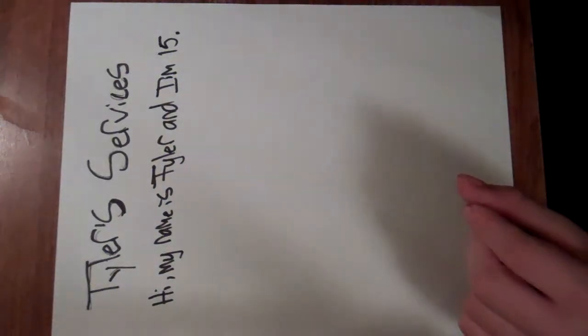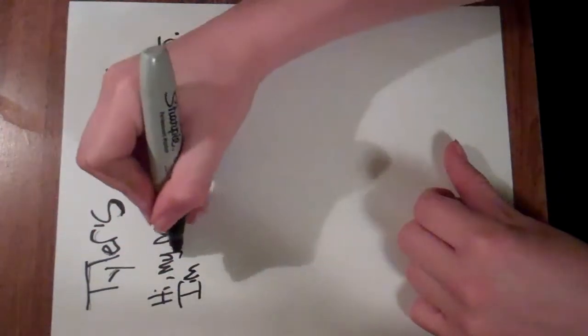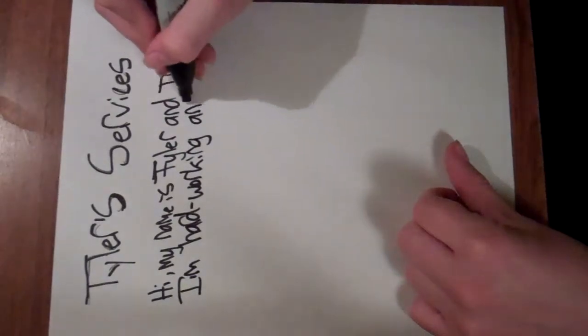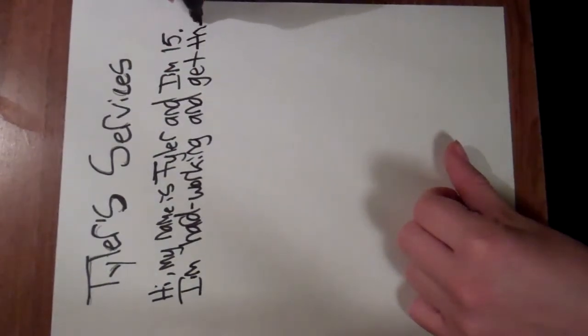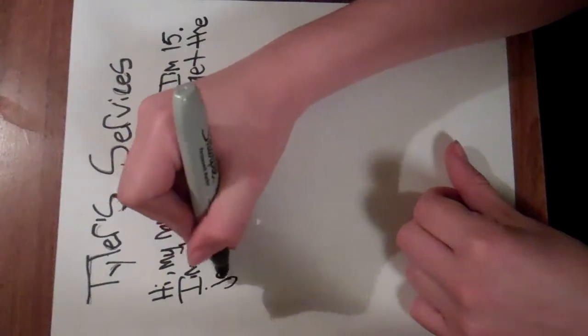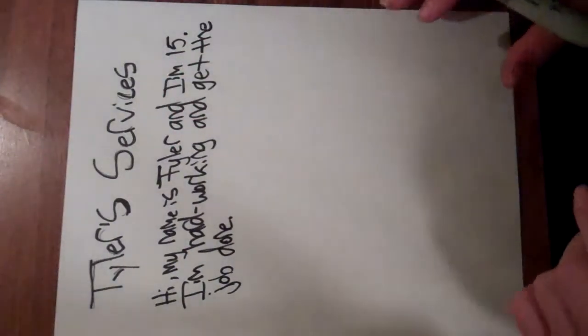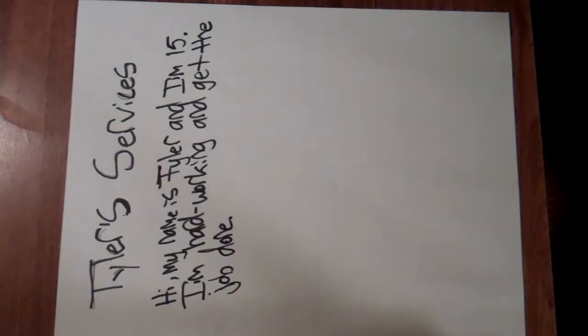Then write something that catches their attention, like a catcher. So I'll write: I'm hardworking and get the job done. I would usually write neater than this, but since I'm trying to get this video done, I'm going a little bit faster. I would usually make it longer too. You want it to be as perfect as possible so that when people see this flyer, they think, oh, this kid's good. I think I can trust him to get my jobs done, so I'll pay him.